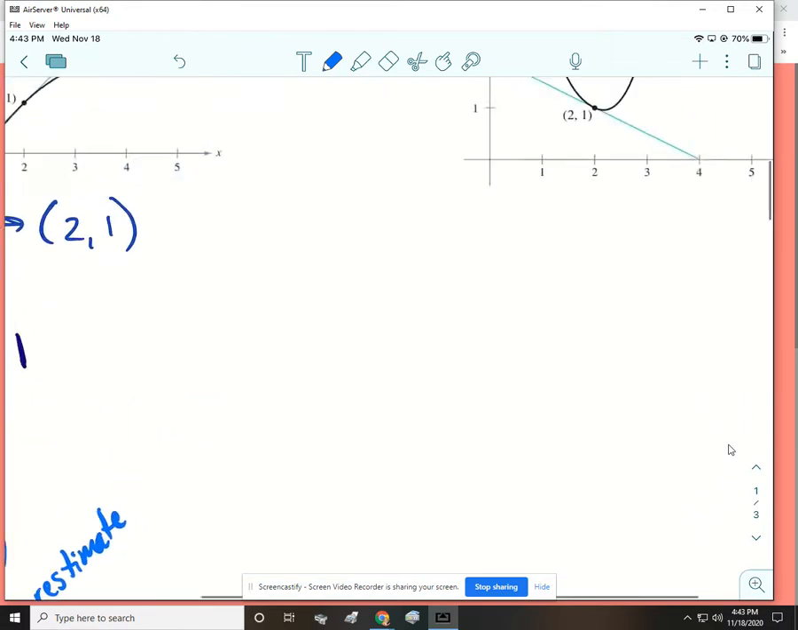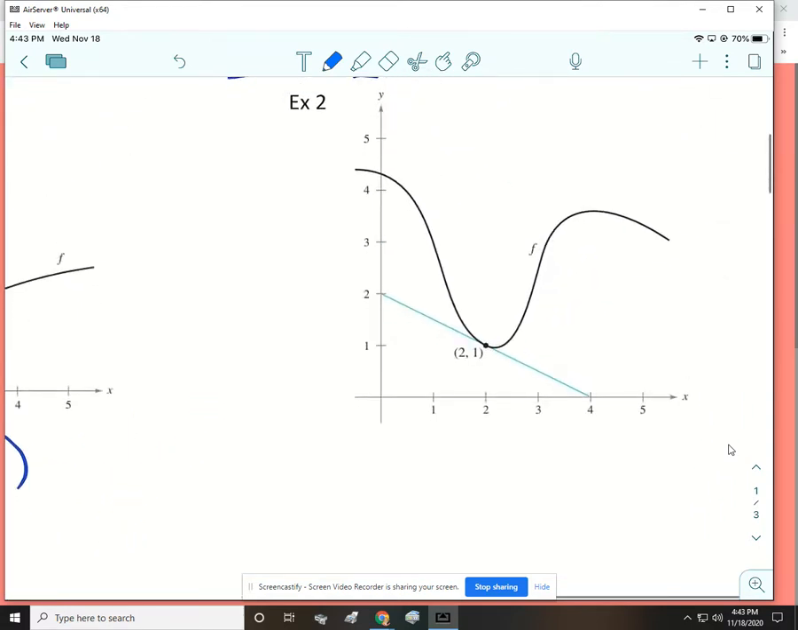All right. So let's do the same thing for example 2. So we have the same point of tangency.